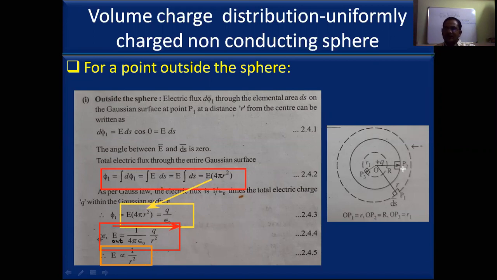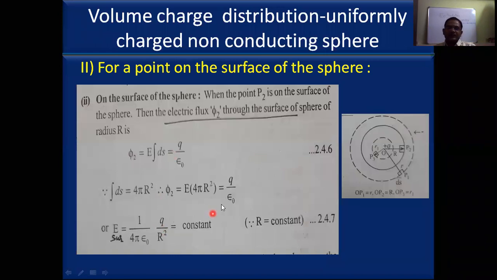So if you consider the point P2, which is at the distance capital R, then simply substitute small r equal to capital R. Then you will get E on surface equal to 1 by 4 pi epsilon naught Q by capital R square. E into 4 pi r square equal to Q by epsilon naught. So E surface is equal to 1 by 4 pi epsilon naught Q by r square. This is the electric field strength on the surface of the non-conducting sphere.